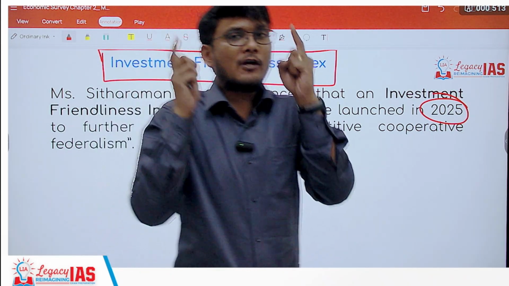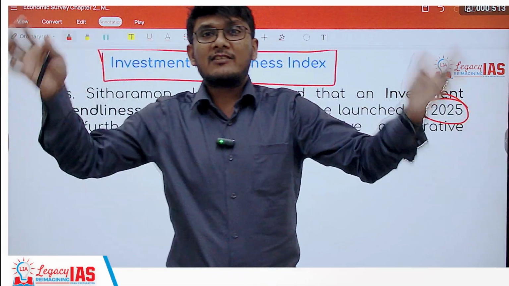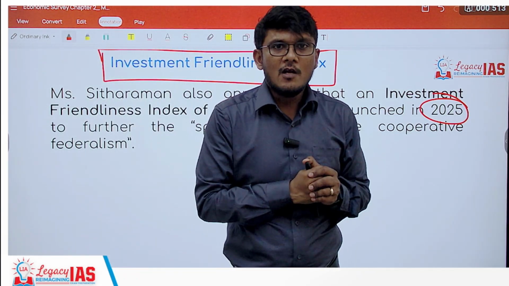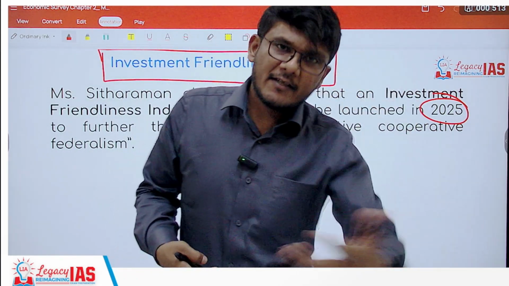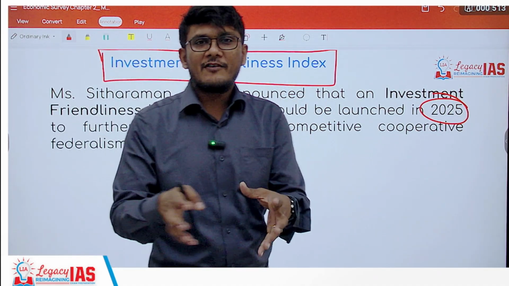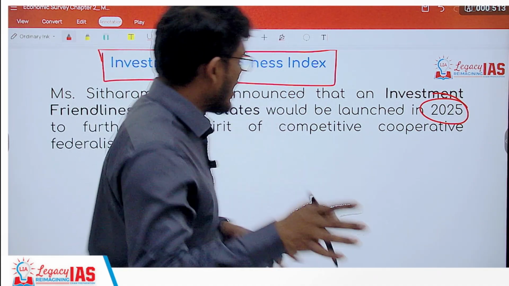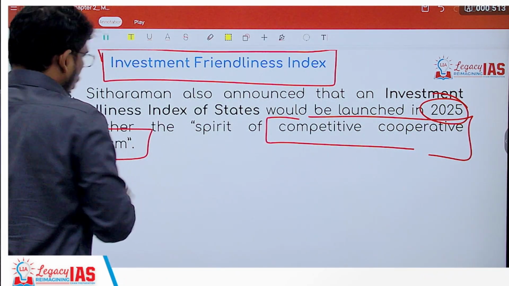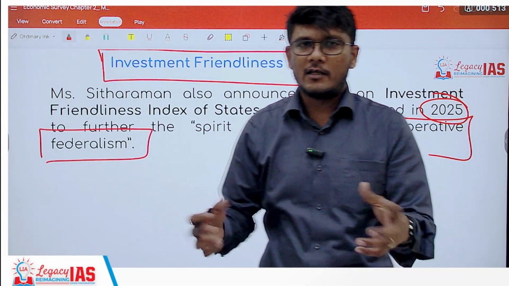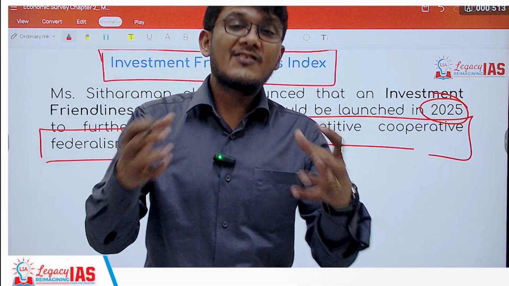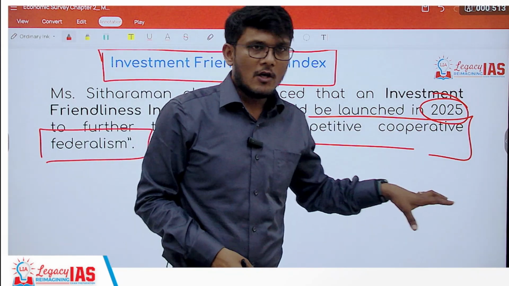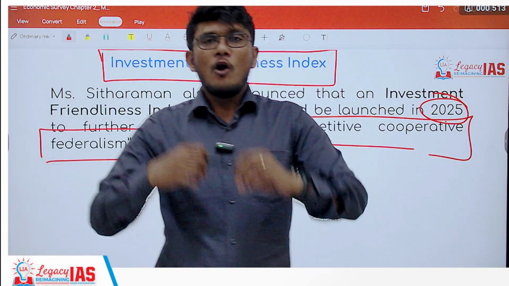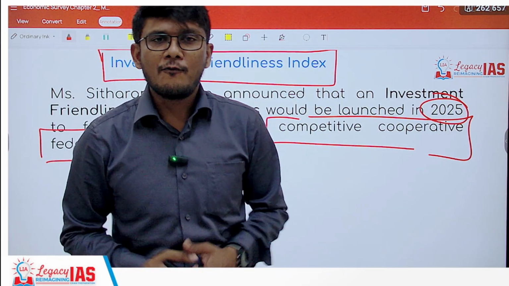At the same time, it will do what? It will actually incentivize states to make it easier and easier for investment, because there will be sort of a competition. So the more friendly you are, more attracted people will be to do investment in the particular state. So that will lead to competitive cooperative federalism, sort of a competition between the different states. At the same time, a synergy among the states as well. So it will come up with an investment friendliness index. So as we can see, the budget has a lot of qualitative changes planned for the financial sector.